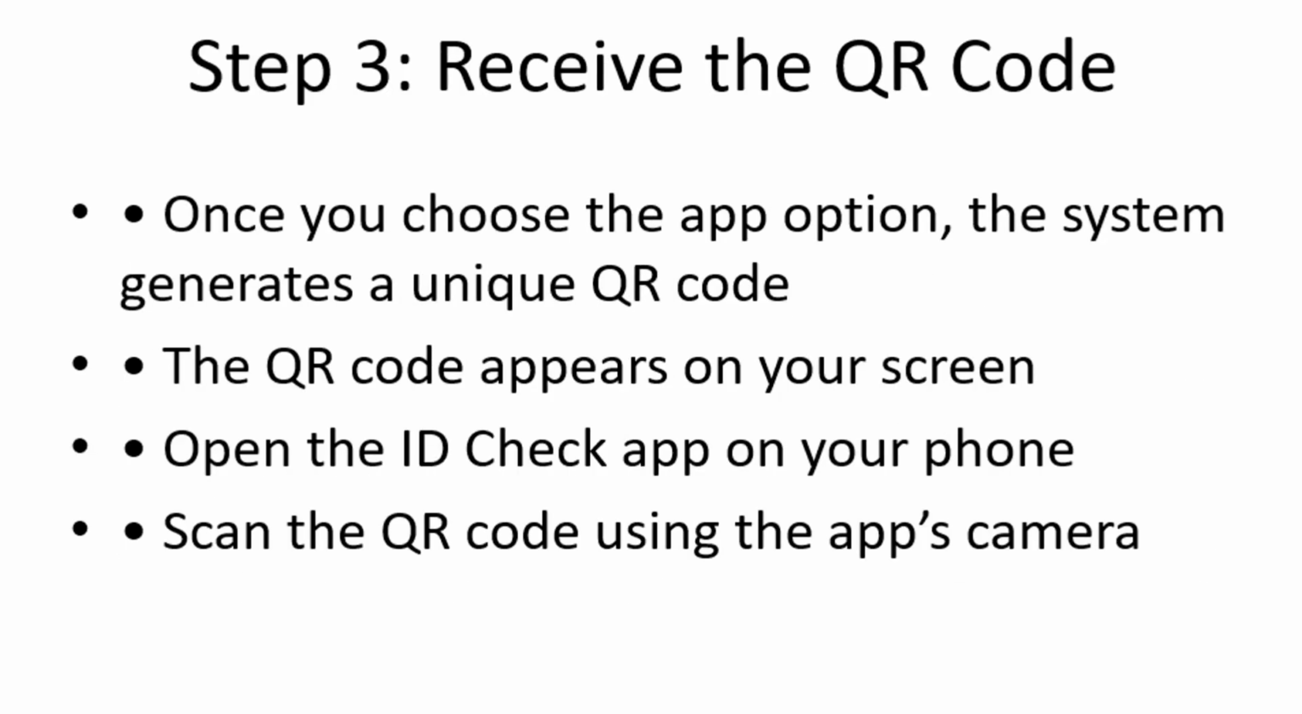Once you choose the app option, the system will generate a unique QR code. This code will appear on your screen and it's the key to linking your application with the mobile app. To use it, open the UK Immigration ID Check app on your phone. Scan the QR code using the app's camera option, and your phone will be securely connected to your online application.